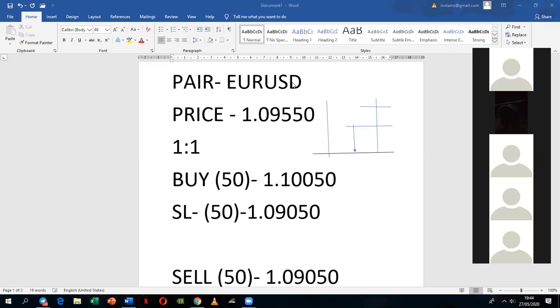Tomorrow I'll pick it up from here. Send in your questions in chat, because understanding risk is very crucial in Forex.